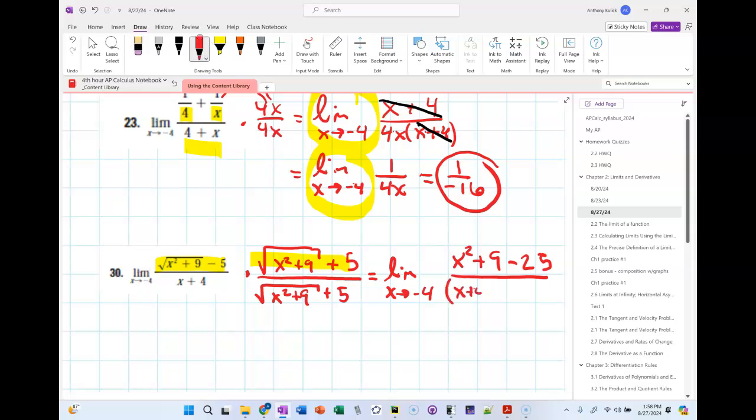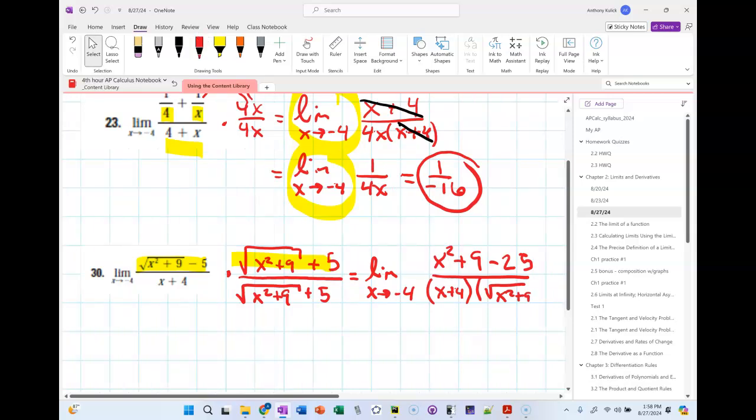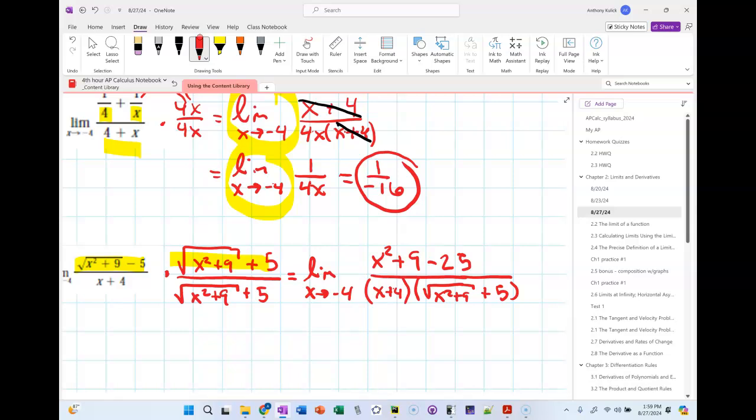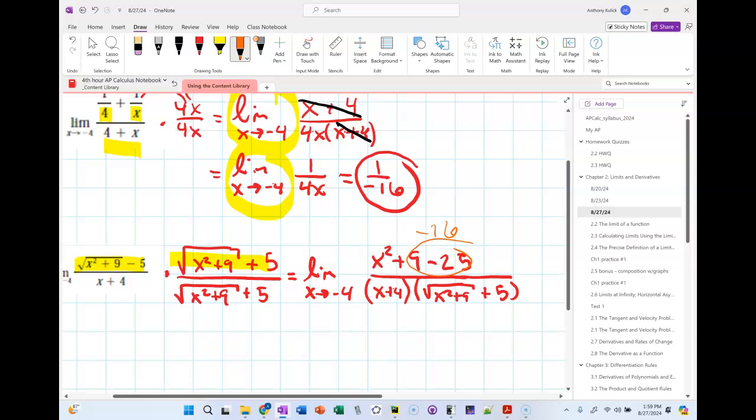And then since I'm planning on being able to do some reducing later, I'm not going to bother foiling that denominator out. I'm just going to write it in factored form, because if it's a fraction, it's got to be in factored form to reduce later anyway, right? Notice up here, that's going to give me -16. I notice that's a difference of two squares, so I'll factor the numerator.